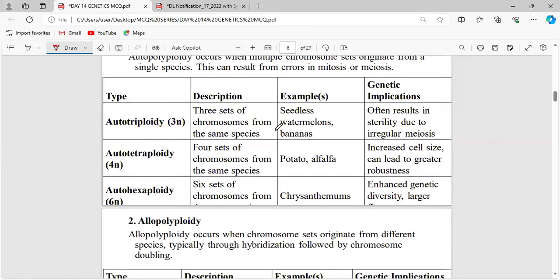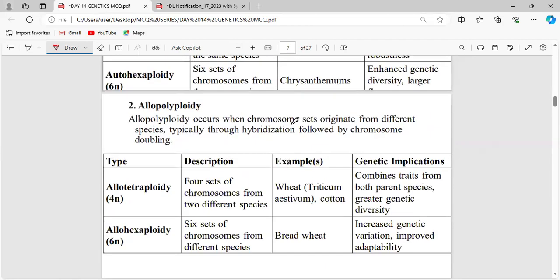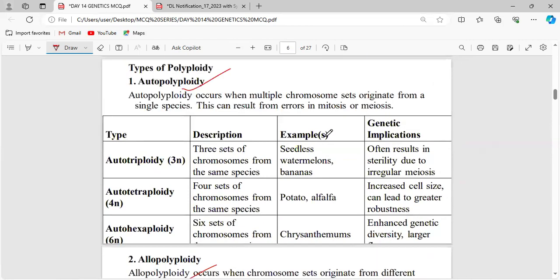What are the types of polyploidy? The first types are autopolyploidy and allopolyploidy. Autopolyploidy means that multiple chromosome sets originate from a single species. This results in errors.